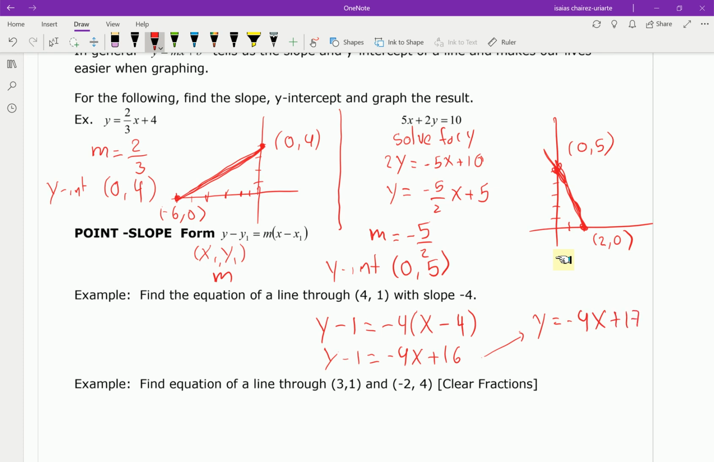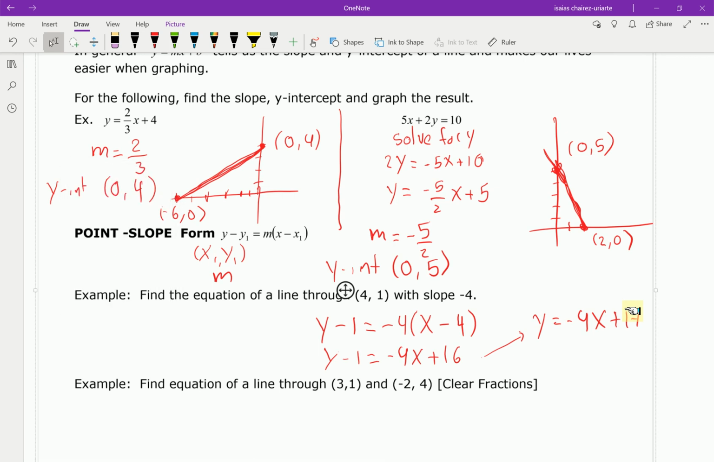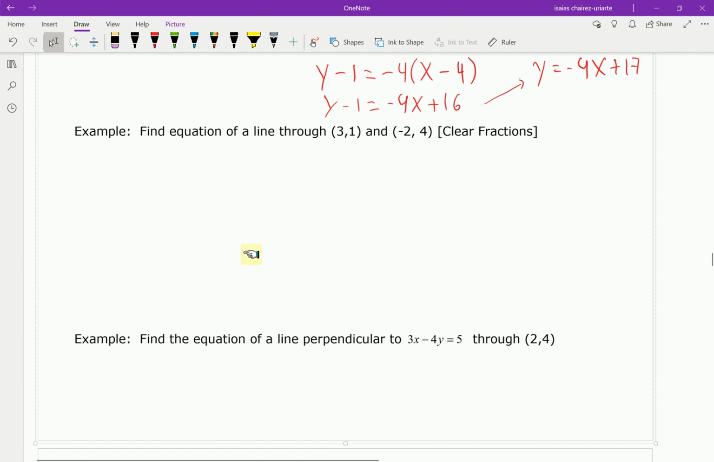That's it. I guess either of these forms is acceptable. Just over here now I know the y-intercept. The y-intercept is 0, 17.